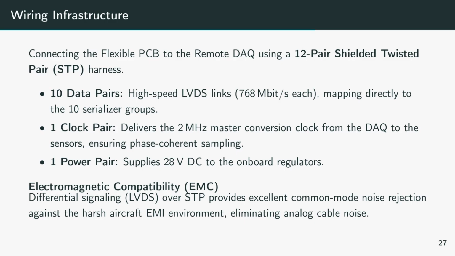Finally, to get the digital data off the PCB and into the remote DAQ, we use a 12-pair STP harness. This harness carries our 10 high-speed data links, our master clock, and the DC power by transmitting robust digital LVDS signals over twisted pair instead of sending fragile low-level analog signals over long cables. We completely eliminate cable-induced noise and crosstalk, guaranteeing pristine 24-bit data integrity.